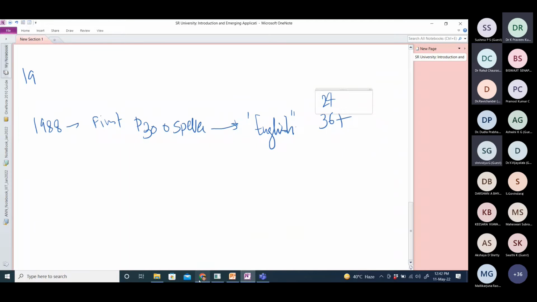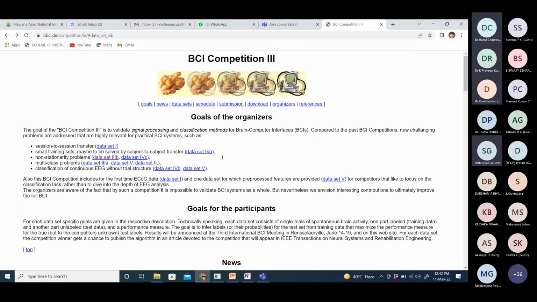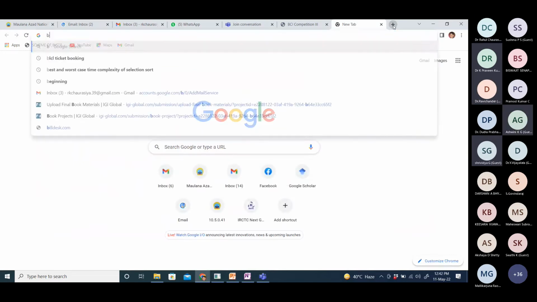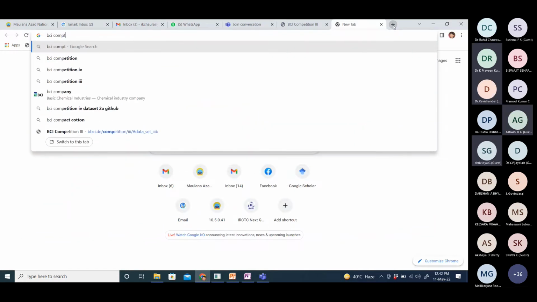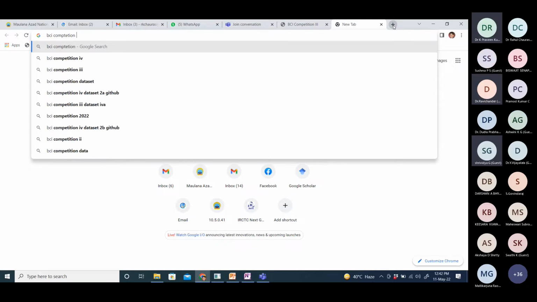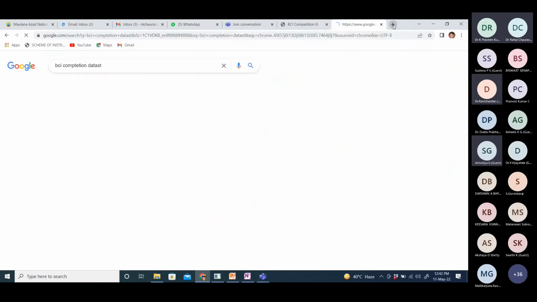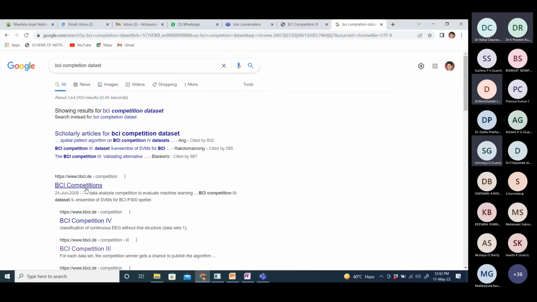Okay, so this was about the data set, BCI competition 2 and BCI competition 3. Even on Google, if you write BCI competition, it will send you to the link. But when you try to download the data set, they will ask you to have a login.